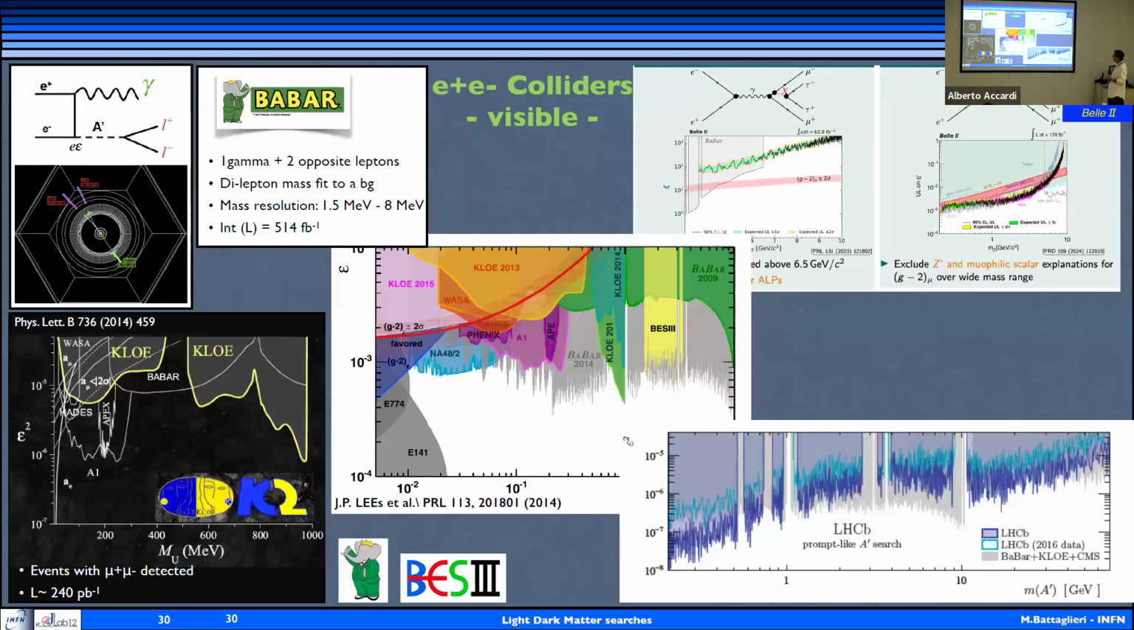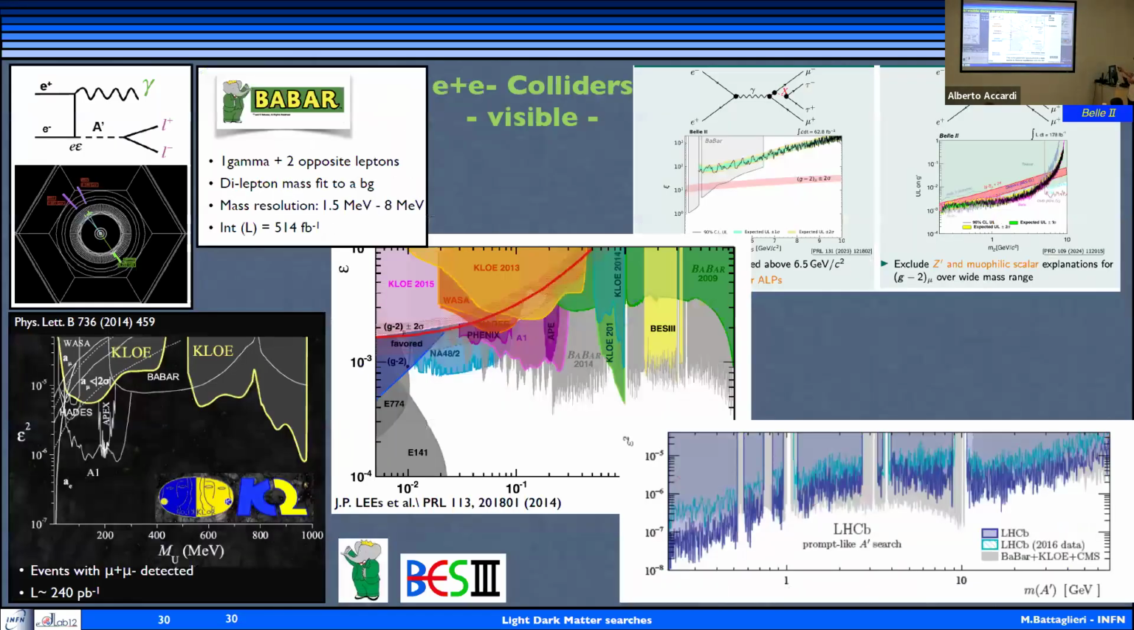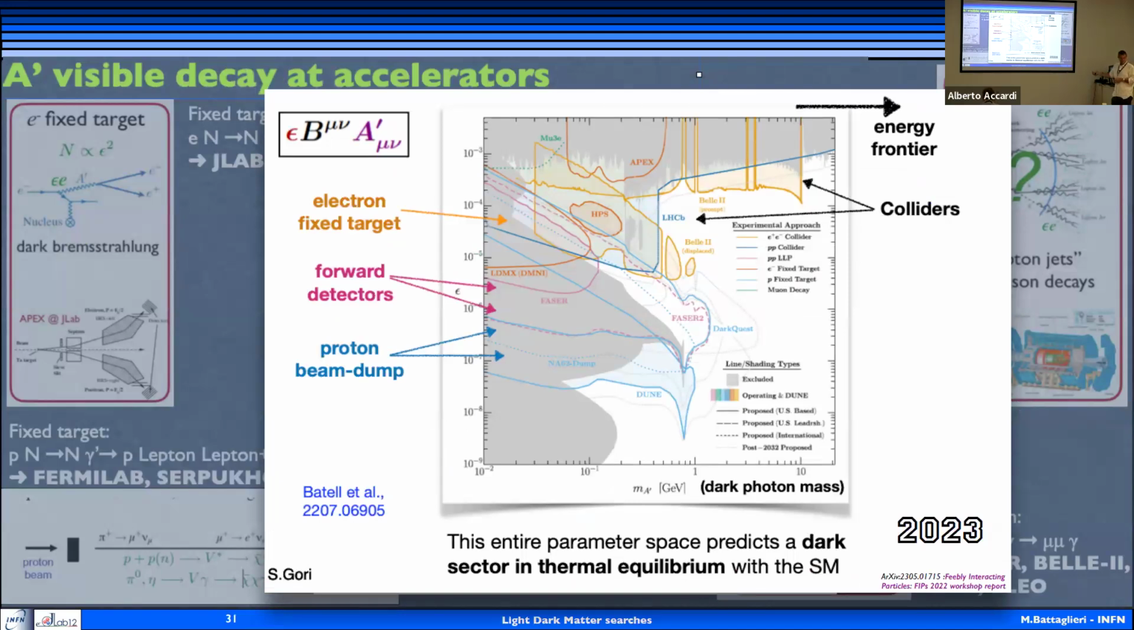Another way to look at the same thing in colliders is gamma to A prime. A prime, as I already mentioned, decays to e+ e-. This is just to give you an idea, looking at the different experiments: BES-III, a collider in China; Belle, an e+ e- collider in Japan; BaBar, a collider at SLAC; and LHCb, which had decays from B mesons into an e+ e- pair. So you can play tricks, and each of these experiments produces exclusion limits, and this is the status where we are today in the visible decay.